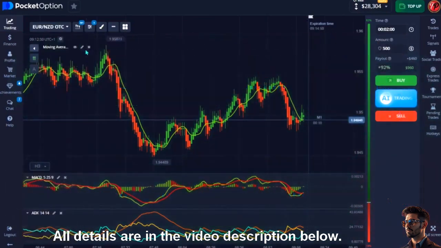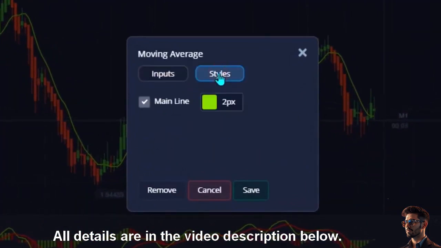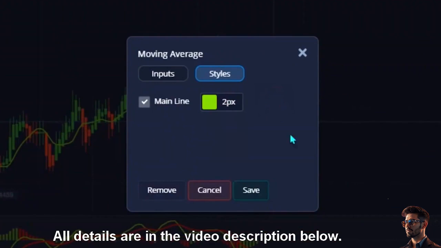Alright, and this is the setup of my moving average. The period here I use as 9, and the moving average is SMA. On the styles part I'm making use of green color, and of course I take my line to be 2 pixels, so that's pretty much all you have to do. When you're done, you hit save.